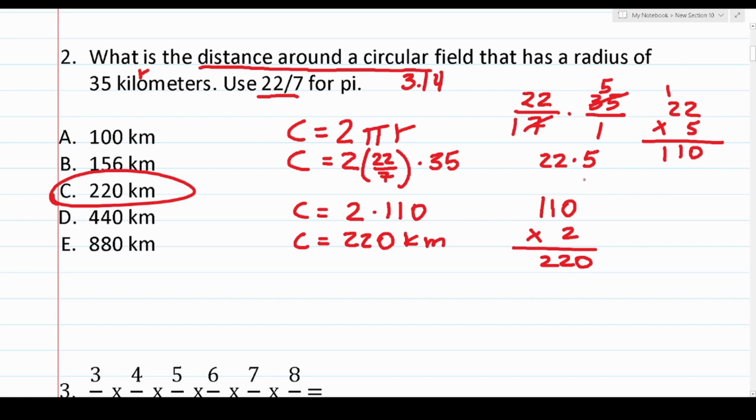Okay, so again, for the ASVAB, you're going to have to know the formula for circumference as well as area. For area, there's only one formula, notably pi r squared. For circumference, there's two formulas, pi times diameter or 2 pi r, which we used in this case. Okay, so that's that one.